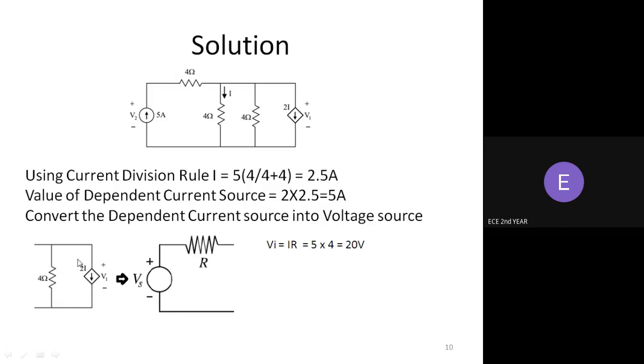Here a parallel resistance of 4 ohms is connected to the current source. So convert the current source into the voltage source V1. V1 is equal to current value 5 ampere into the resistance value 4 ohms. So 5 into 4 is 20 volt. Finally, we have calculated the value of V1 is equal to 20 volt.